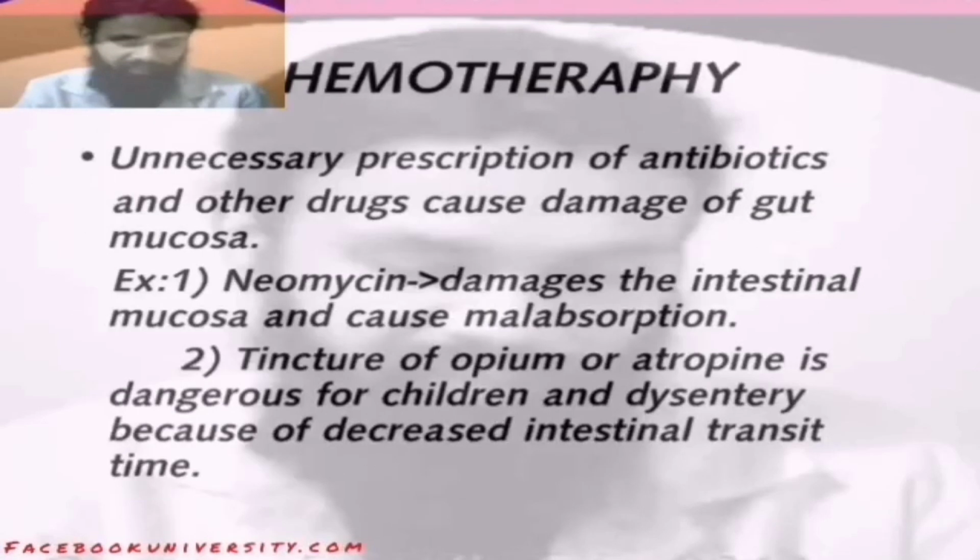Chemotherapy. Unnecessary prescription of antibiotics and other drugs causes damage of gut mucosa. Example: neomycin damages the intestinal mucosa and causes malabsorption. Tincture of opium or atropine is dangerous for children with dysentery because of decreased intestinal transit time.